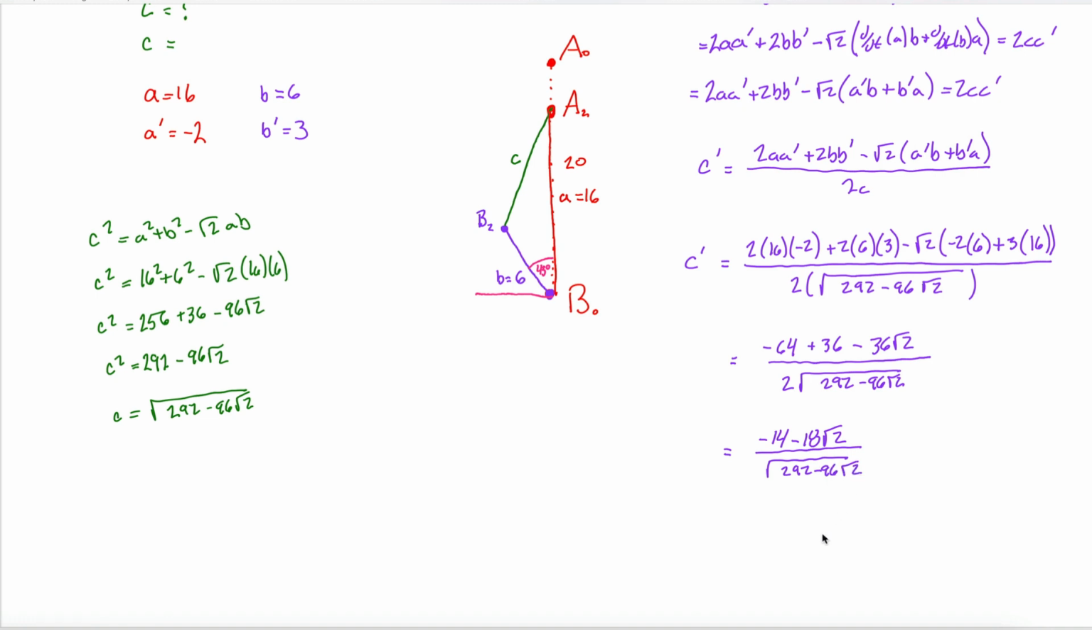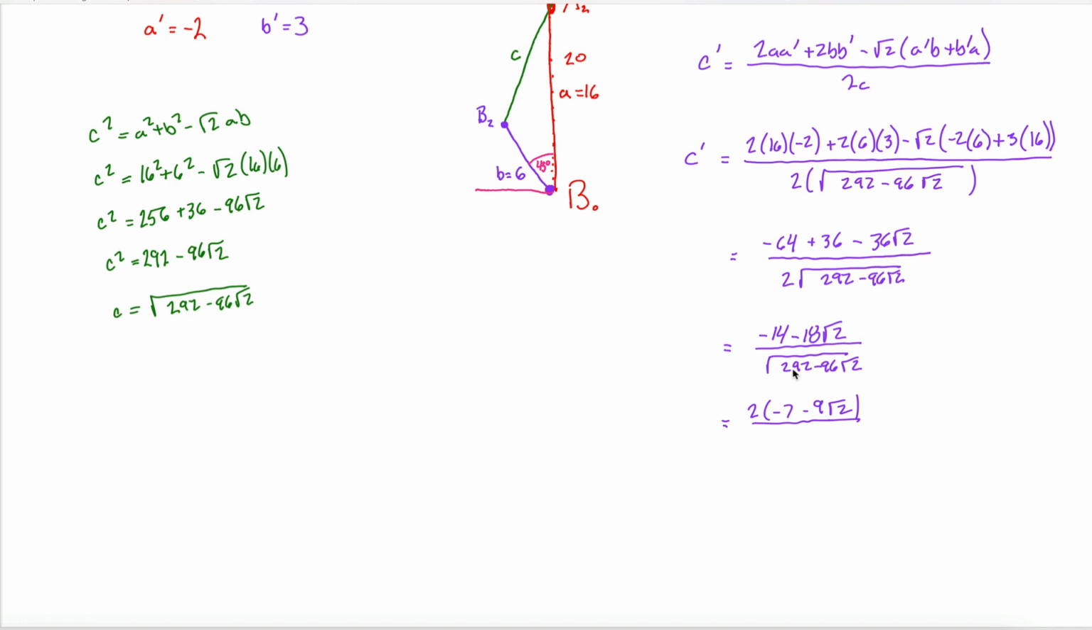Could you simplify this more? Probably. I think you could pull a 4 out of each of these terms down in the denominator that are underneath the radical, which would make it a 2 outside of the radical, which you could cancel with this stuff. Sure, I guess I could do it. The numerator, I'll pull out a 2 and I'll get negative 7 minus 9 root 2. The denominator, I'll pull out a 4.